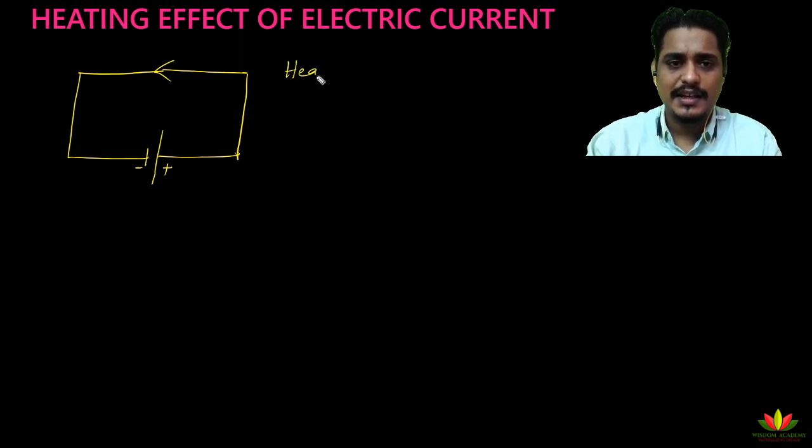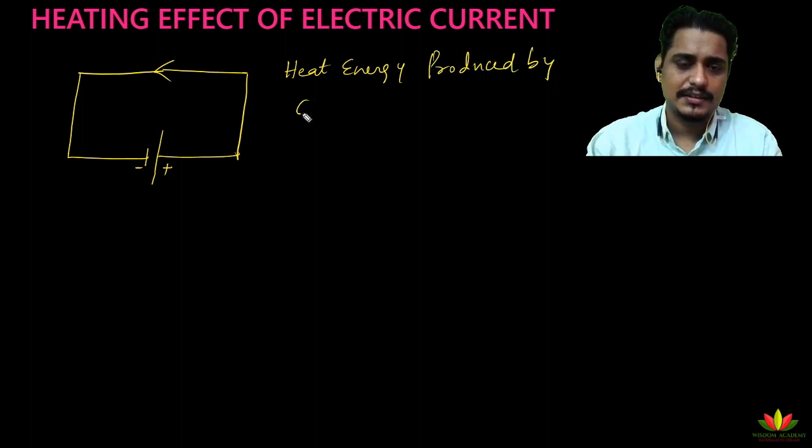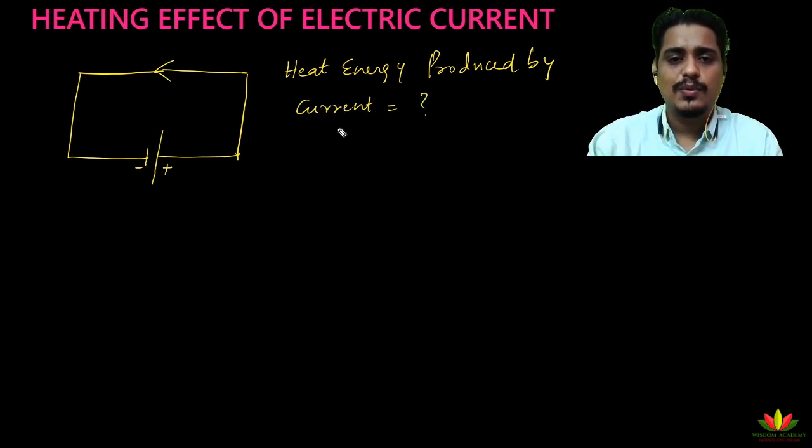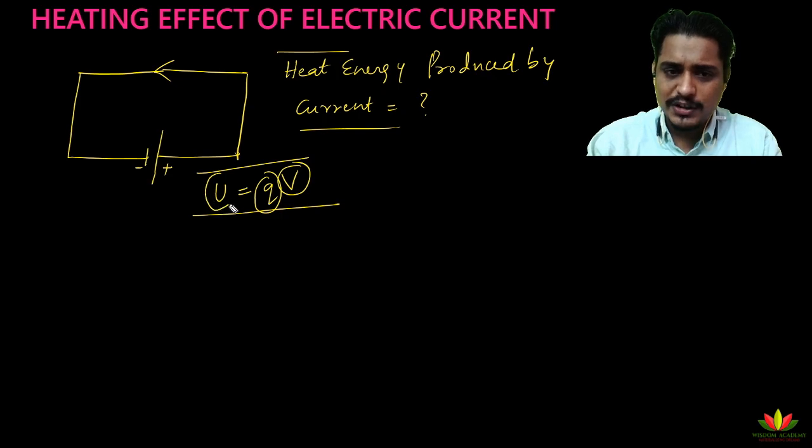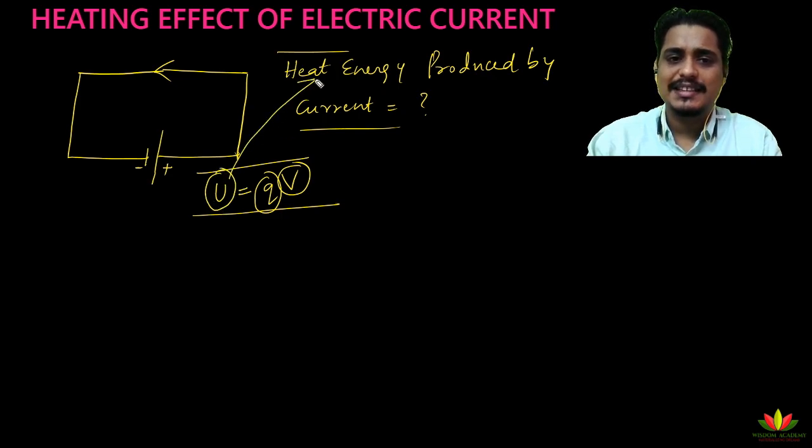So what is the heat energy produced by current? To find this energy, we need to recall one of the formulas of potentials. We know that electric potential energy U is equal to charge into potential. Now this electric potential energy is only converted into heat energy. So electric potential energy will be the heat energy H.